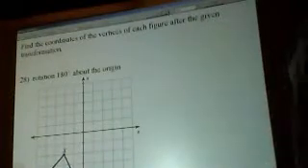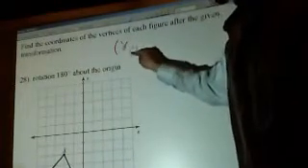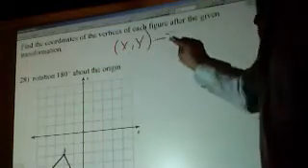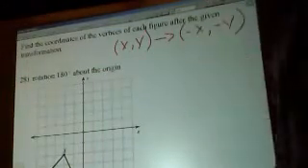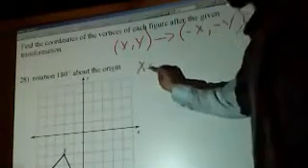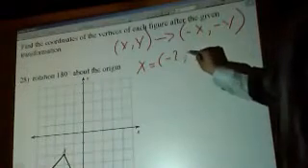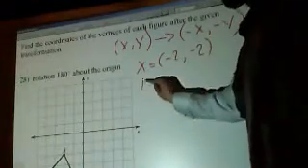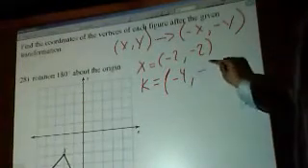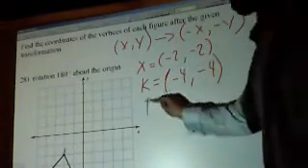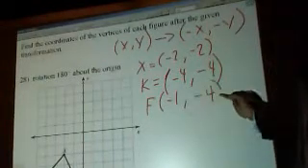So see if you could do this one. Just don't forget that the transformation is x, y turns into negative x, negative y. So get the coordinates of the point X. Alright, what do you get? You got negative 2, negative 2. Get the coordinates of K. You have negative 4, negative 4. Get the coordinates of F. You have negative 1, negative 4.